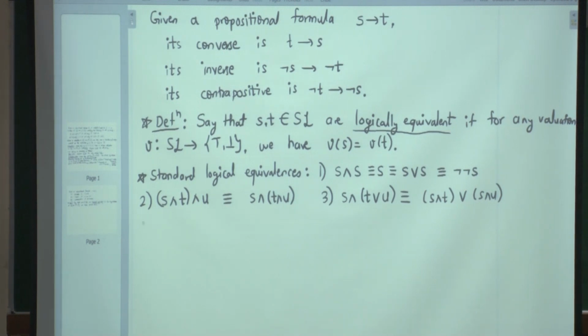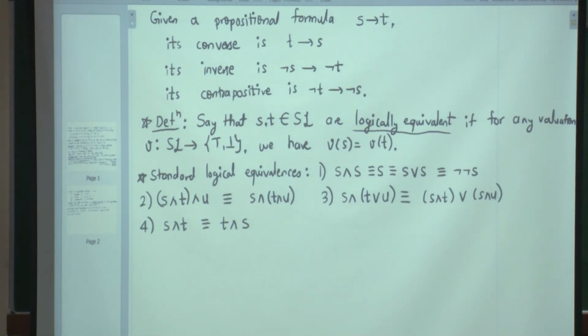Then of course, once we are talking about distributivity, we should also talk about commutativity. So S conjunction T is same as T conjunction S, up to logical equivalence, yeah, not otherwise. And perhaps you can list a few more, right? So these are logically equivalent statements.